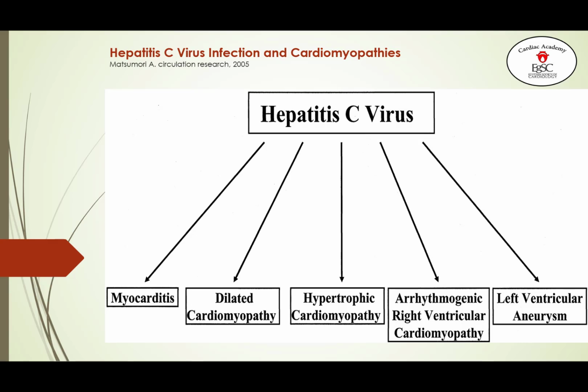This illustration shows hepatitis C virus infection and cardiomyopathies. As we said, it can lead to myocarditis, dilated cardiomyopathy, hypertrophic cardiomyopathy, arrhythmogenic right ventricular cardiomyopathy, and it can also cause left ventricular aneurysm.